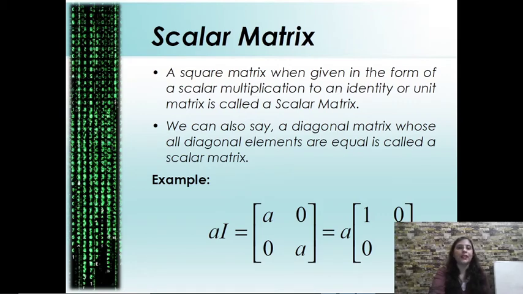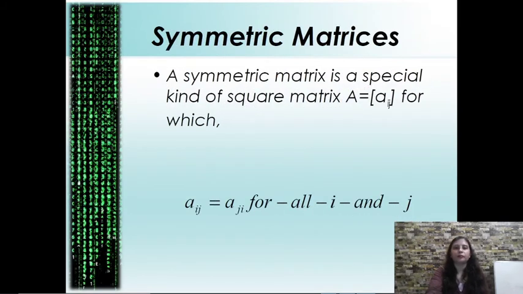We can also say a diagonal matrix in which all diagonal elements are equal is called a scalar matrix. Right? Here you can see in the diagonal matrix, 0 is present in all the elements other than the principal diagonal, and in the principal diagonal both the elements are A, so we can say it's a scalar matrix as well.